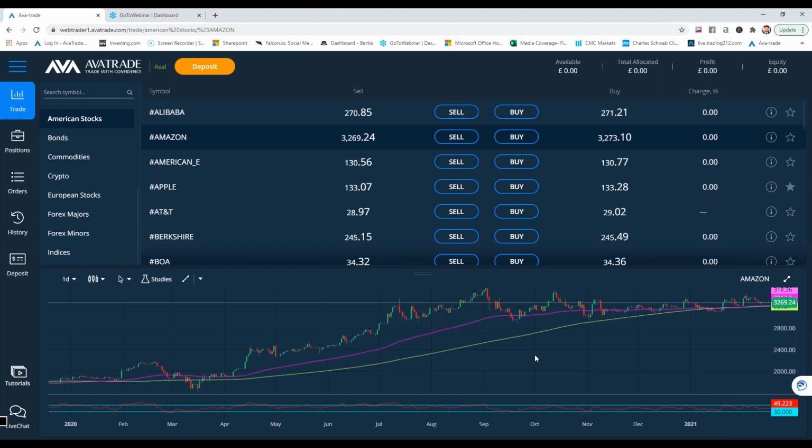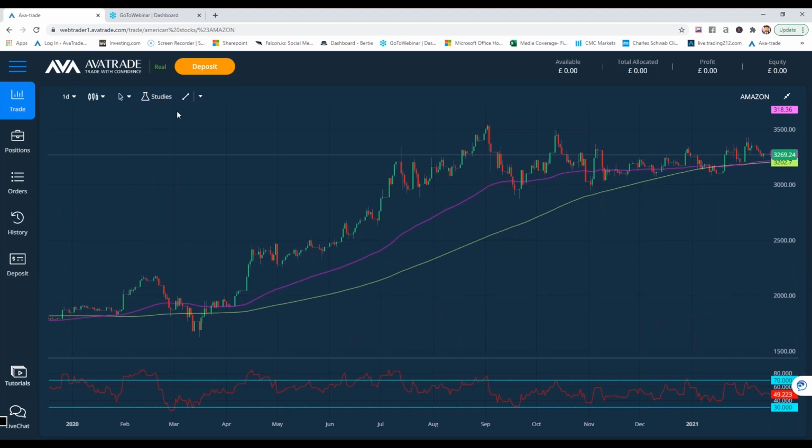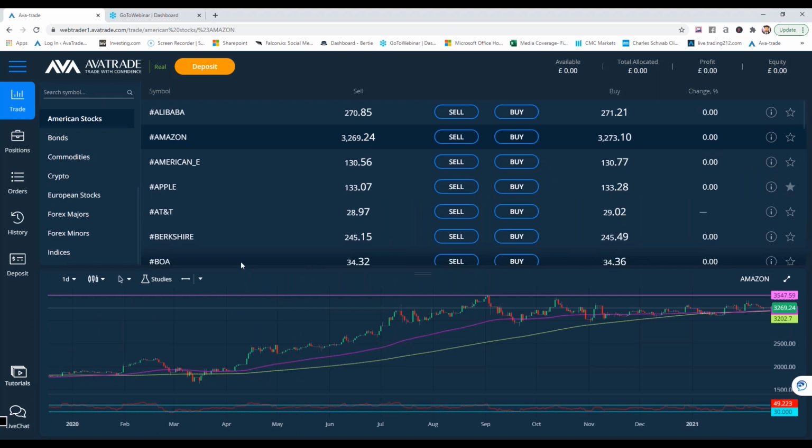How high are we expecting Amazon to move? We want Amazon to continue its journey to its all-time high. The all-time high was right over here, so this is going to become my resistance. I'm putting my stop losses just below 3,202. Price is trading at 3,269, and I'm targeting 3,547. So that is the Amazon trade. Again, because the market has a lot of strength, we want to move according to that strength.